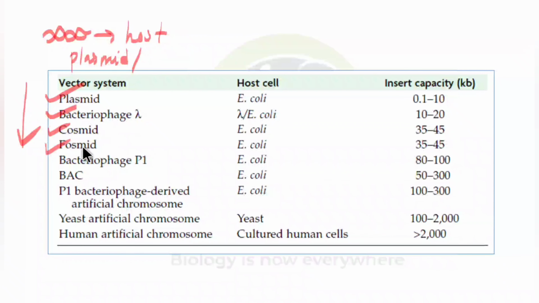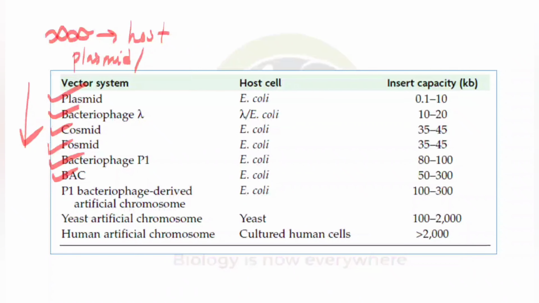Phosmid has about the same capacity as cosmid. The bacteriophage P1 has about 80 to 100 kb. BAC stands for bacterial artificial chromosome, and it has a capacity of about 50 to 300 kb. The bacteriophage-derived artificial chromosome has a capacity of about 100 to 300 kb, which is higher than the rest of the above that we have studied.